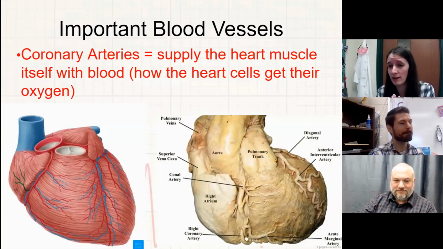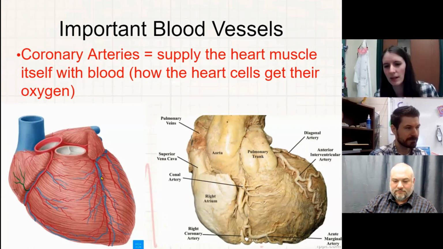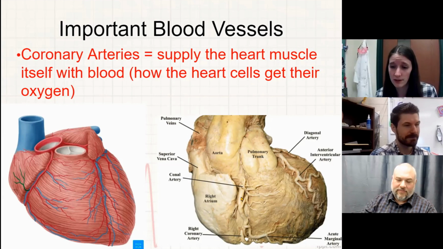And finally, we said all cells need to get those nutrients and get rid of waste, and this includes the heart as well, right? Your heart is still made of cells, so we do have coronary arteries, which supply the heart muscles with blood. It's a little bit weird that the heart's pumping blood to itself, but every single cell in your body needs those nutrients and needs to get rid of waste. So you'll see little tiny branches running across the surface of your heart muscles to provide them with the nutrients that they need.